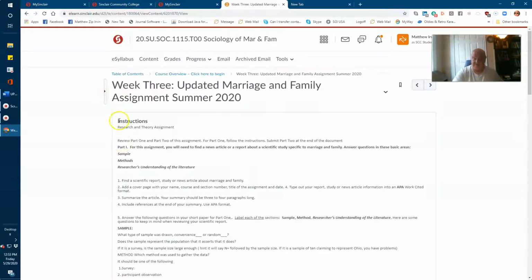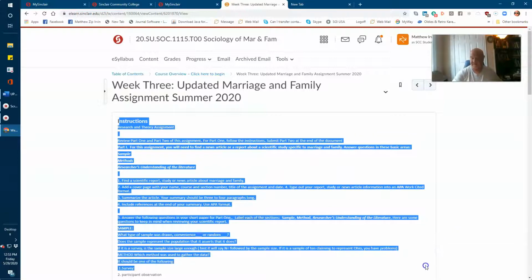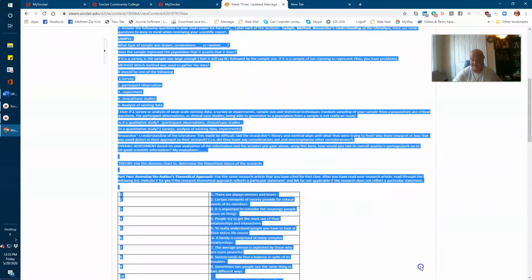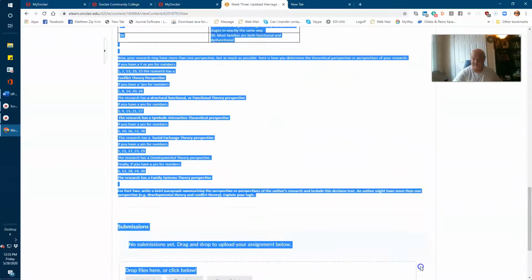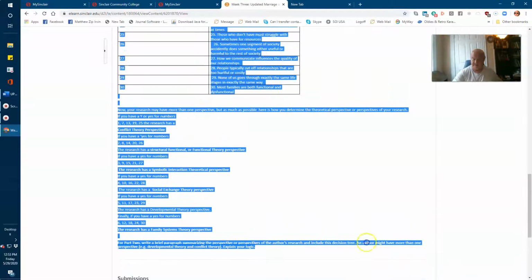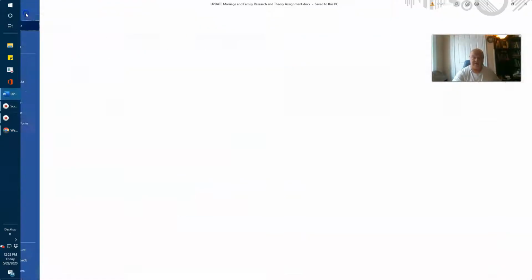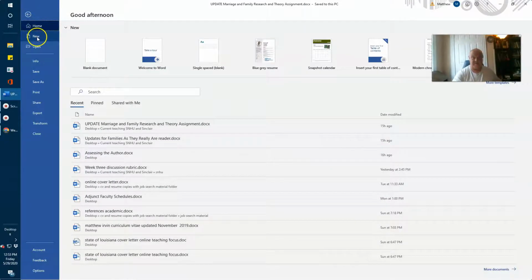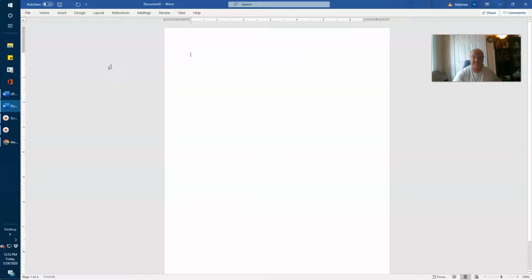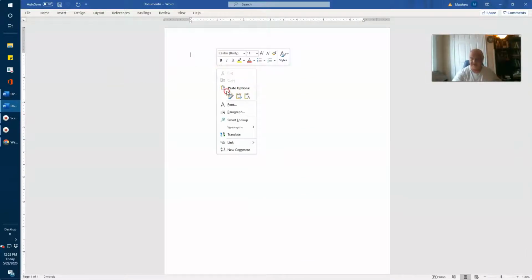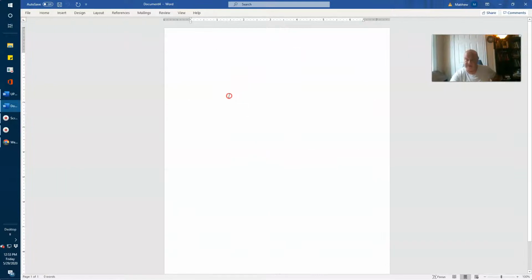But what you're going to want to do now is to go down here, scroll down, use the copy feature on your computer. Go down, scroll down here, highlight everything, and then I click Control C. You can click copy. Then I'm going to open up a new Word file, and then I'm going to click Control V for paste.